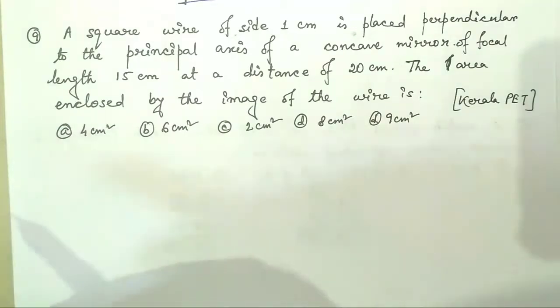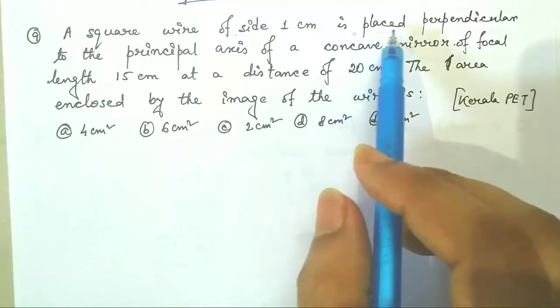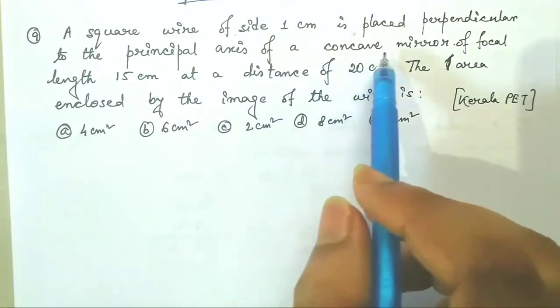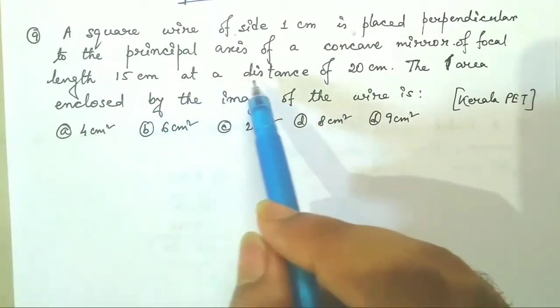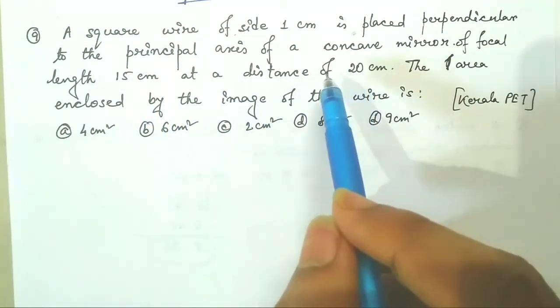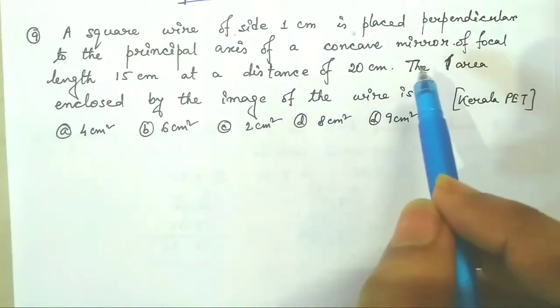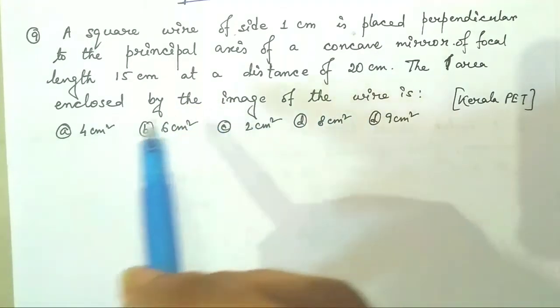Question number 9. A square wire of side 1 centimeter is placed perpendicular to the principal axis of a concave mirror of focal length 15 cm at a distance of 20 cm. That is, the object distance is 20 cm. The area enclosed by the image of the wire is.